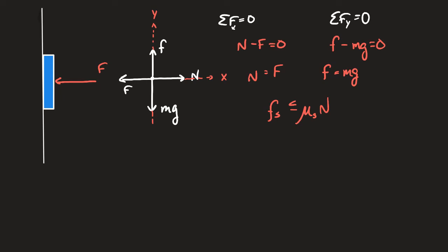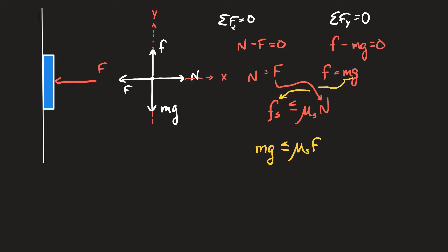In order to preserve the direction of the inequality, I recommend substituting into the inequality when able. And we are able. So I'll put the applied force there for normal. And this all becomes the frictional force. And I will get mg has to be less than or equal to mu s times the applied force.